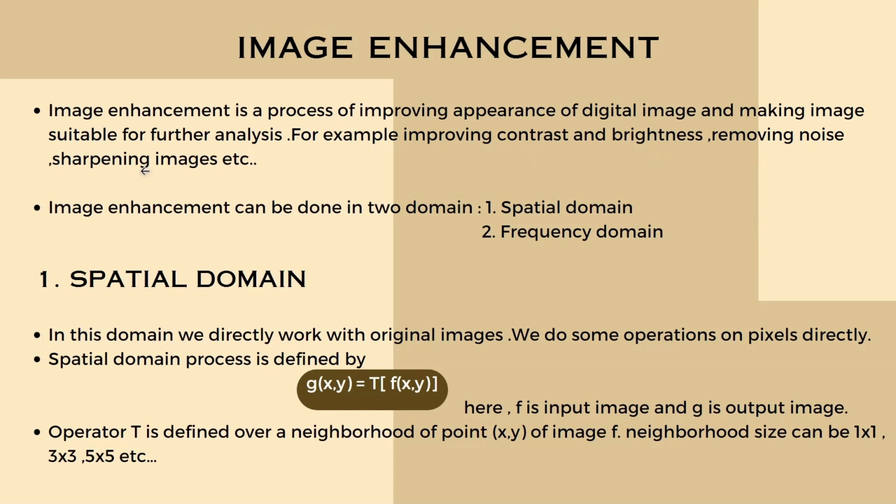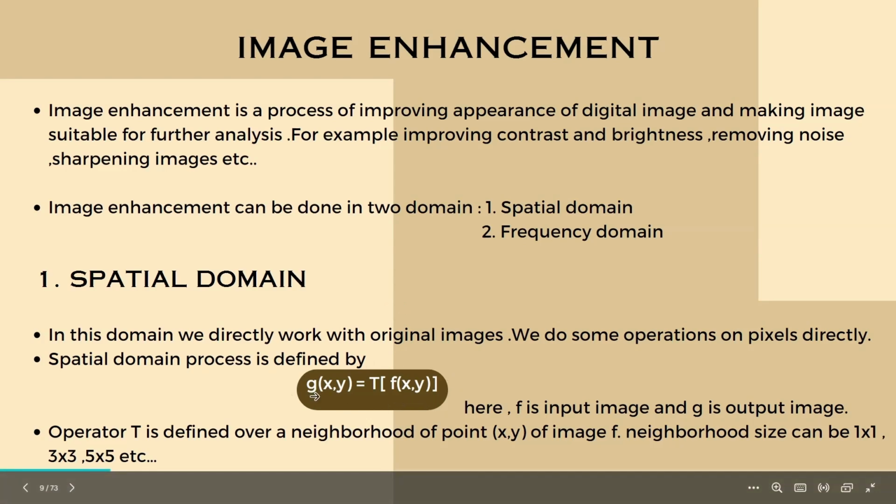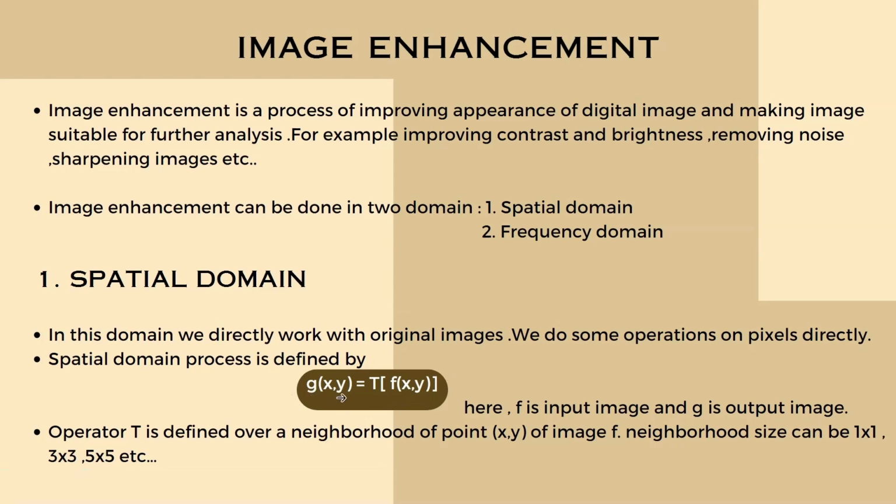Image enhancement can be done in two domains, spatial domain and frequency domain. In the spatial domain, we directly work with original images, meaning we apply some operation directly on pixels. The spatial domain process can be defined like this, where F is the input image and G is the output image, and operator T is defined over a neighborhood of point (x, y).